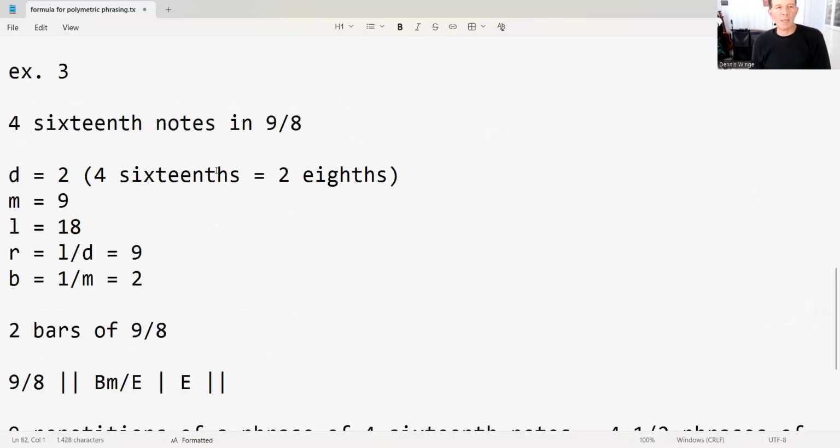For example 3, I chose 4 16th notes in 9/8 time. The duration of 4 16th notes is 2 eighth notes. Remember, we have to express the D in terms of the bottom number of the time signature. So D equals 2, M equals 9 because it's 9 eighth notes per bar, and the least common multiple between the two of those is 18. That means we need 9 repetitions over 2 bars.